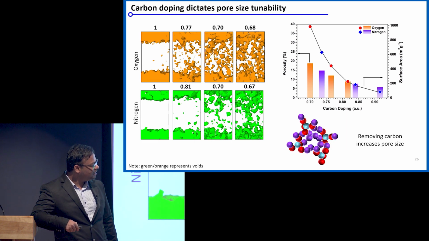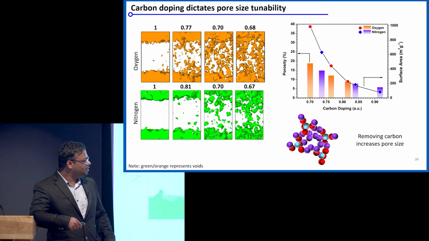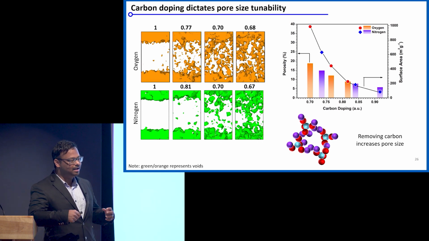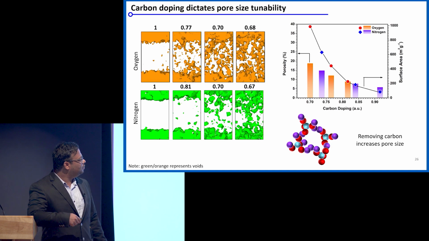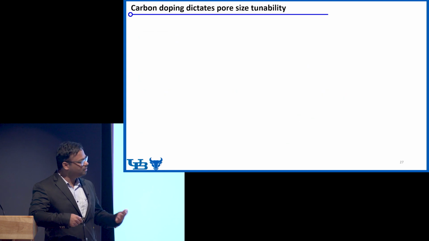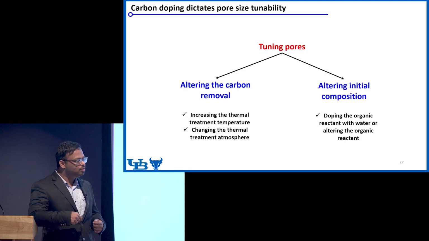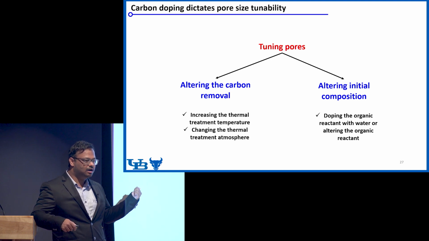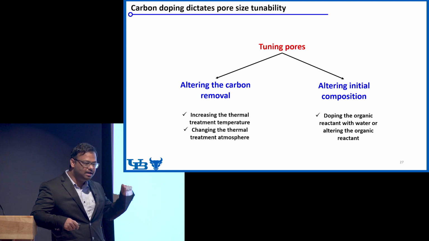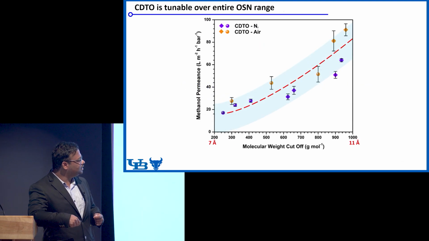If you have this material with the purple dots as the carbon, and you start removing more and more carbon, you end up getting larger and larger pores. So by tuning the carbon, we can actually have a series of membranes. And how do we do that? We either alter the amount of carbon we remove from the material or alter the amount of carbon we have in the initial material. We alter the carbon removal by changing the temperature at which we remove the carbon or by changing the environment in which we remove the carbon. To alter the initial composition, we add a little bit of water to reduce the carbon amount in the initial film. Doing that, we can actually get a series of membranes going across a molecular weight cutoff range.